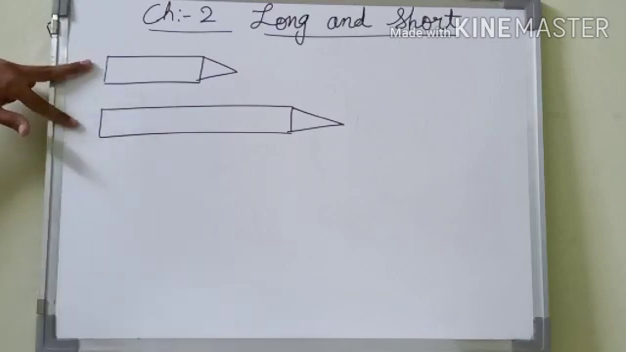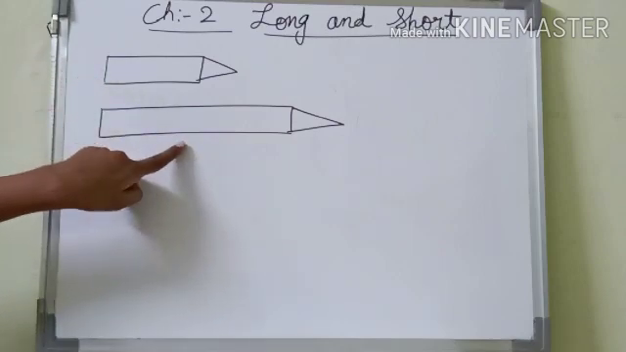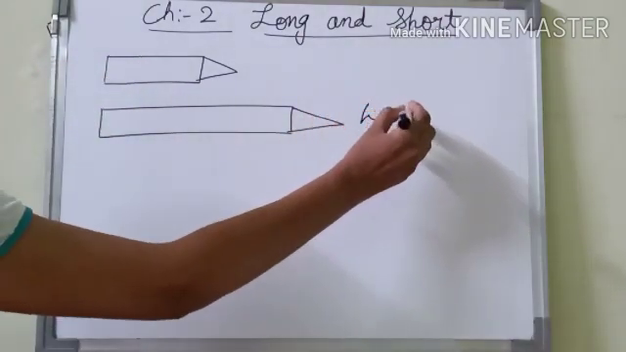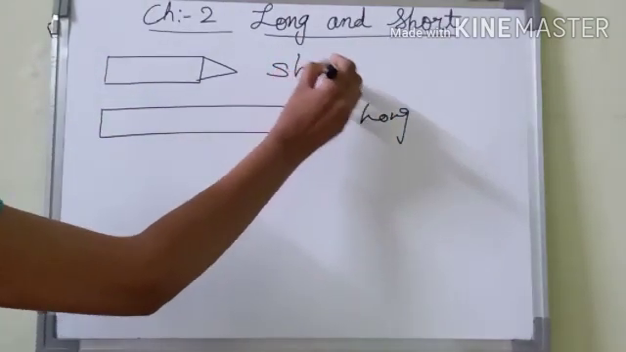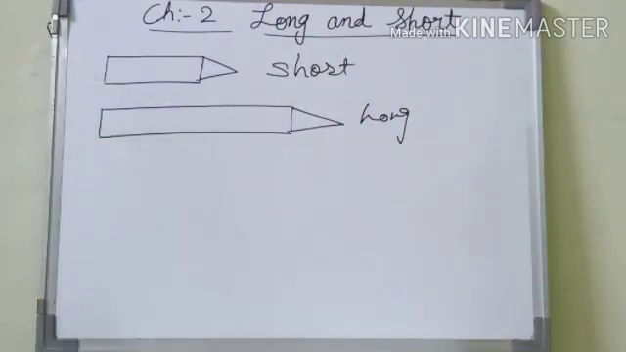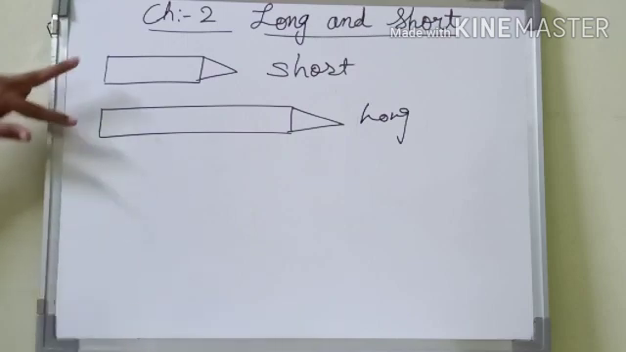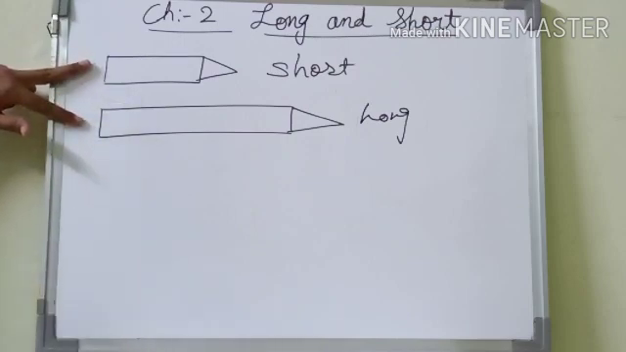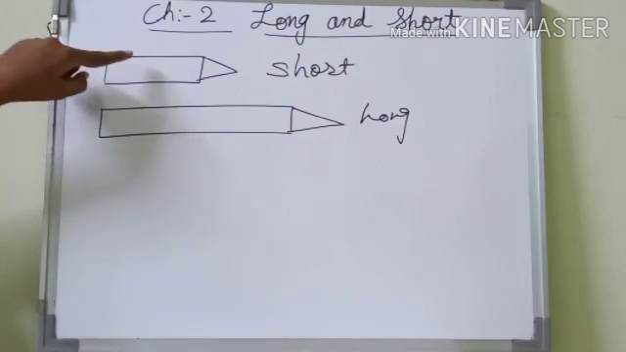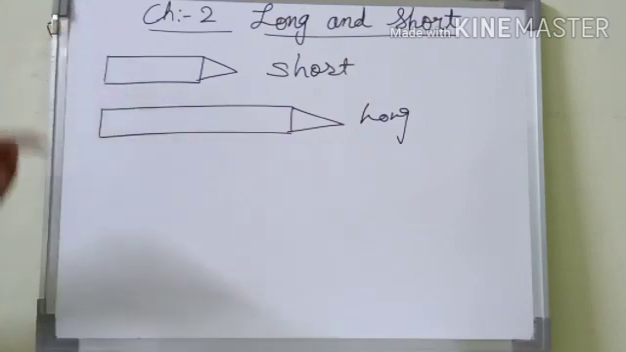Can you see these two pencils? Which one is long? This one is long and this one is short. So how can you say that this pencil is long and this one is short? When we measure this pencil against the other, we see that this pencil's length is longer than the first one. So in this chapter, we will learn about one of the measurements, that is length.